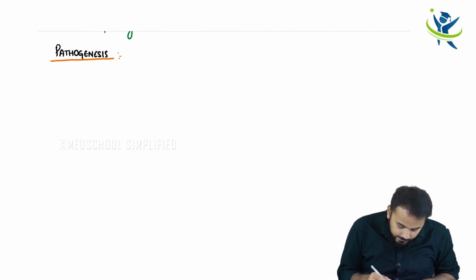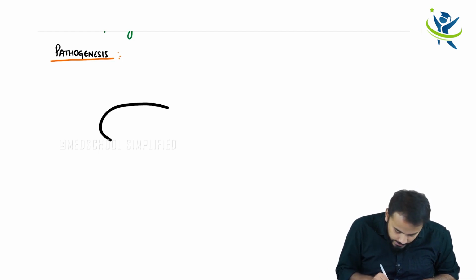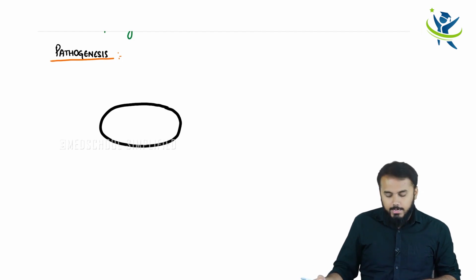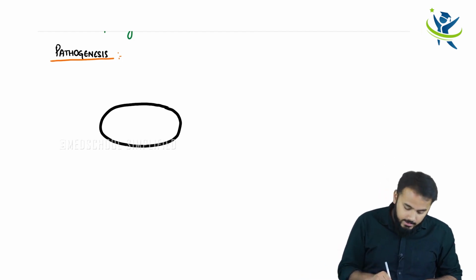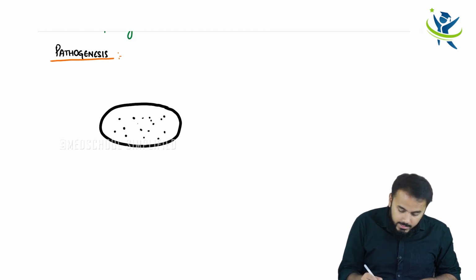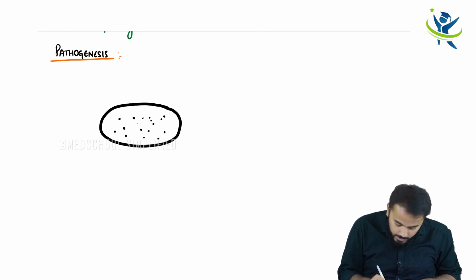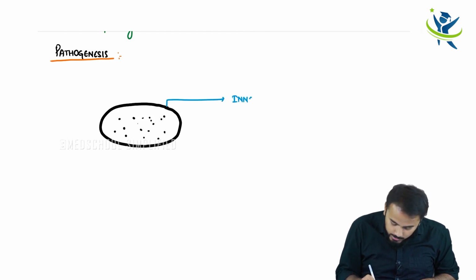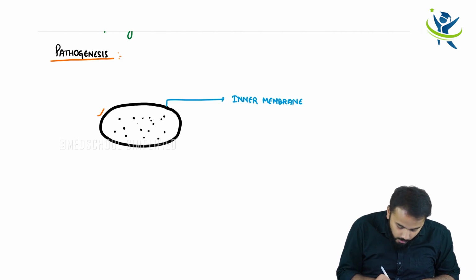For example, I have taken a bacteria like this, right? So this part which I have taken here, look, there are dots in between. This part is called the inner membrane of the bacteria. Now adding upon this inner membrane, I have got some very important structures in this way.